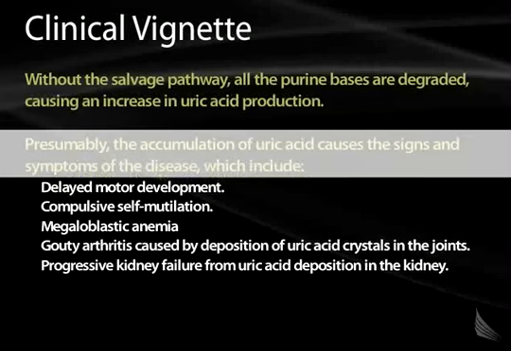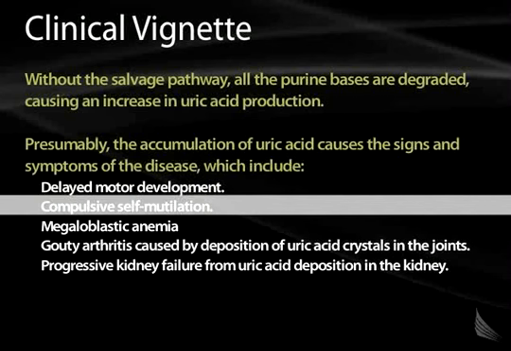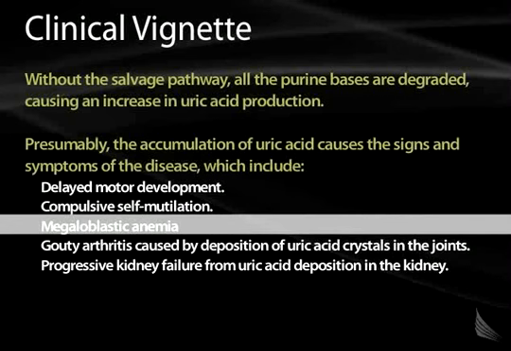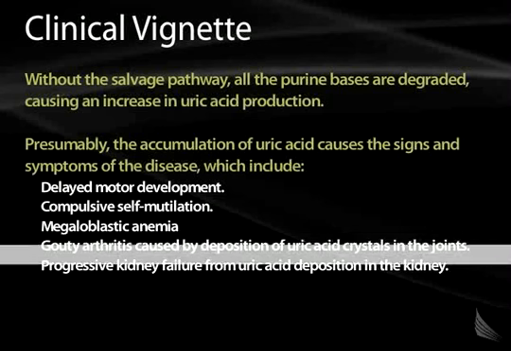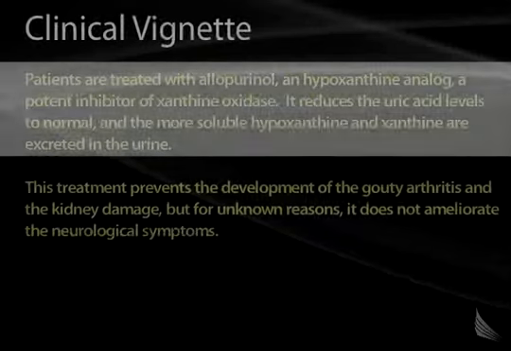Without the salvage pathway, all of the purine bases are degraded, and this causes an increase in the production of uric acid. So presumably most of the signs and symptoms of this disease are caused by accumulation of uric acid, which include delayed motor development and this really characteristic compulsive self-mutilation, which is very unique to this disease. A megaloblastic anemia is seen as well. They get gouty arthritis as well, caused by deposition of uric acid crystals in the joints, and they get progressive kidney failure from uric acid deposition in the kidneys.